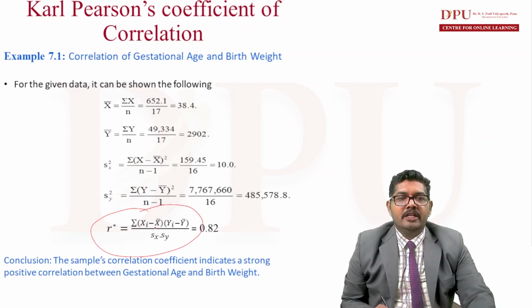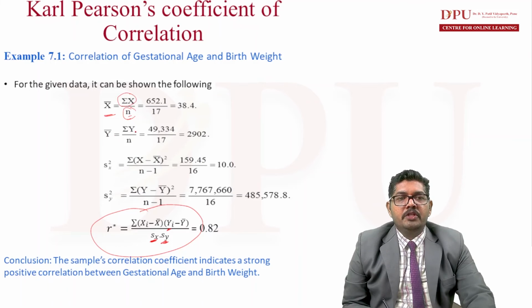Here, x bar is the arithmetic mean of x, y bar is the arithmetic mean of y. These are individual values of x, these are individual values of y, yi. Sx is the standard deviation of x, Sy is the standard deviation of y. Here we calculate x bar: the addition of all x values divided by the number of values. We are studying 17 infants, that's why n is equal to 17.